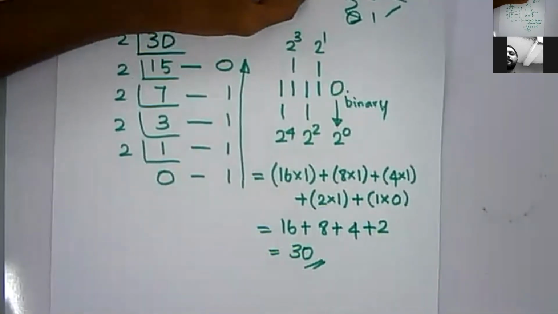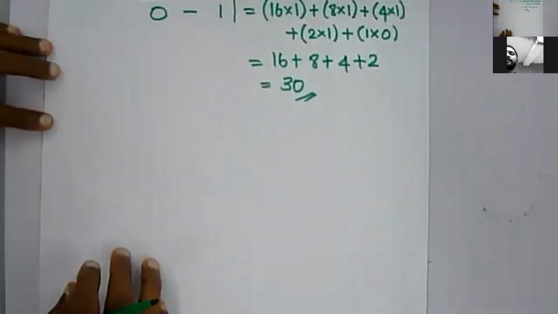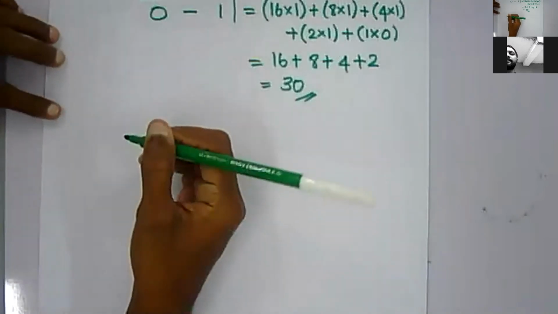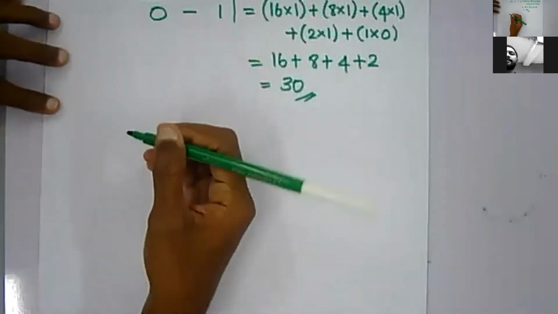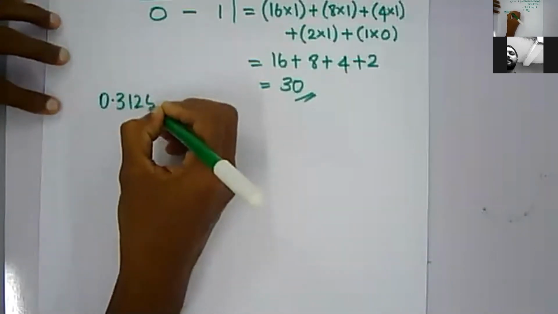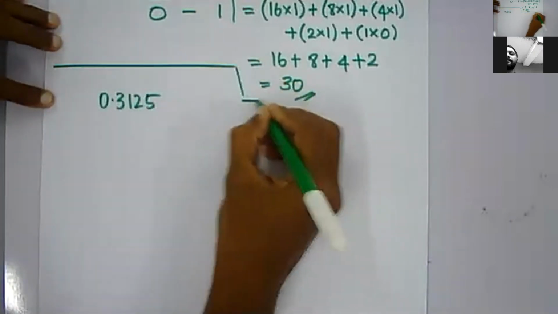Now let's see how we can perform the same thing for a fractional number. For example, consider 0.3125.